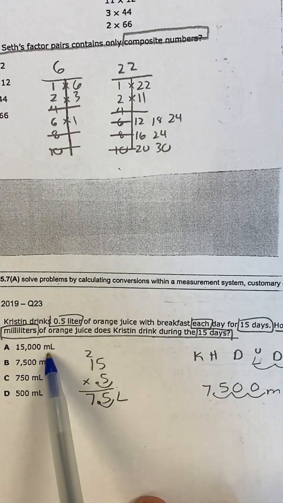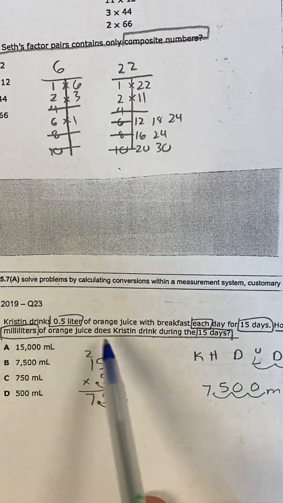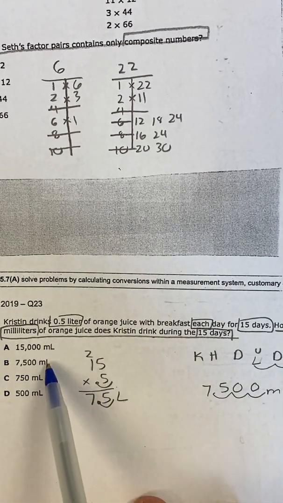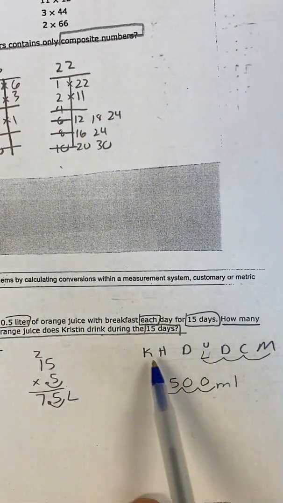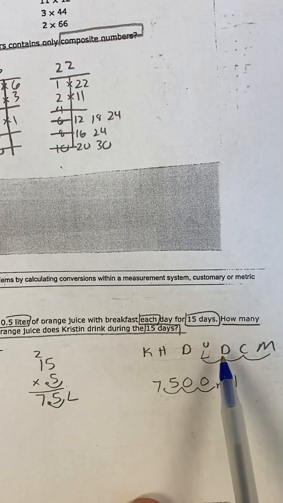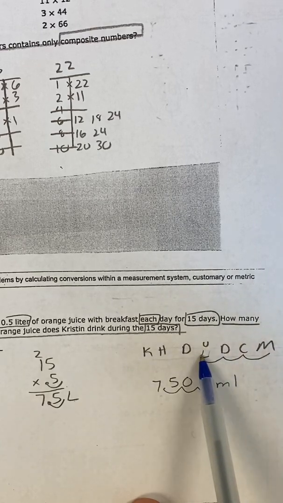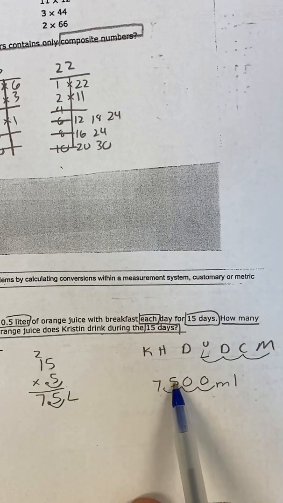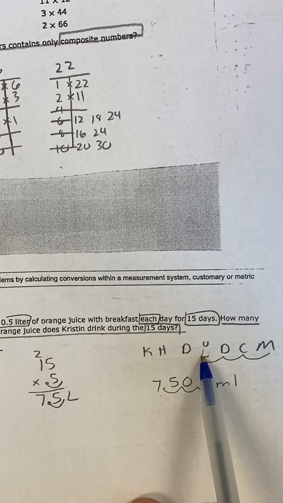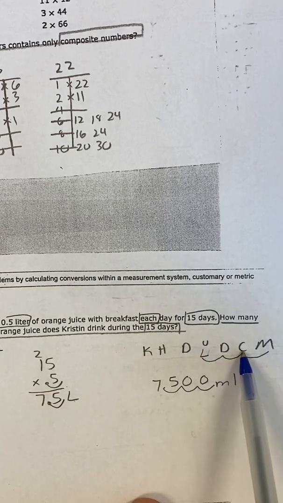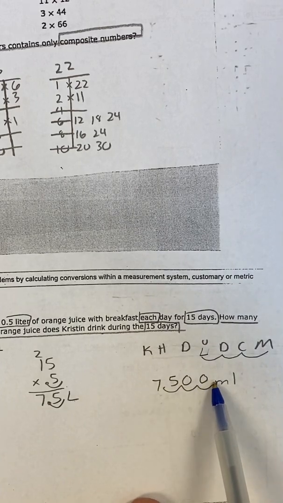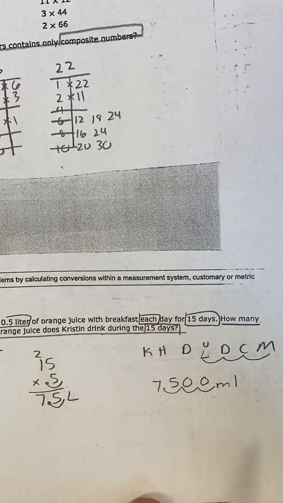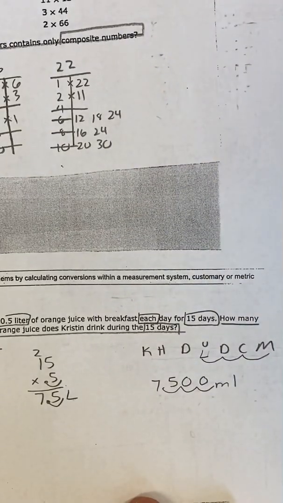Okay, luckily that's not an answer choice because this is in liters. My answers are in milliliters. So whenever I have metric system, I use King Henry died unexpectedly drinking chocolate milk. My unit is liters. I have 7 5/10 liters. King Henry tells me to move to the right 1, 2, 3 times. So I'll move my decimal to the right 1, 2, 3 times. I'll add these for placeholders, so that is 7,500 milliliters.